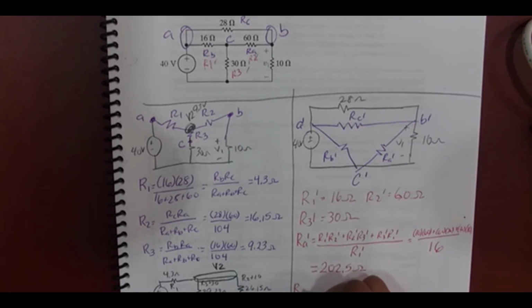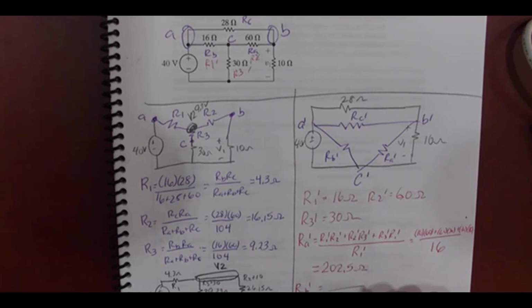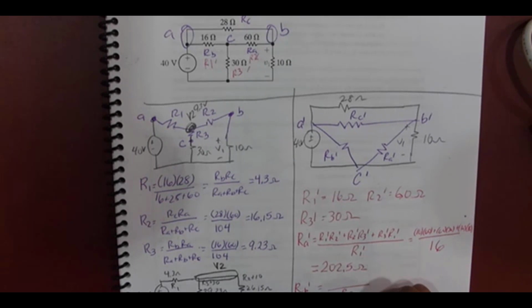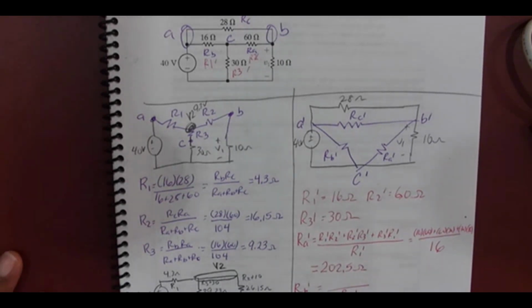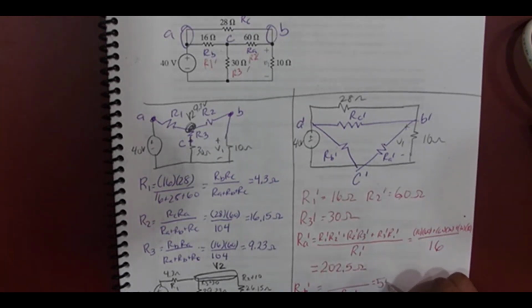And then it's the same numerator again, but now it's that numerator divided by R2 prime. That's 54 ohms. Okay, what's the numerator? Do you know what the numerator is by itself? 3240. Okay, the numerator is 3240 divided by R2 prime.